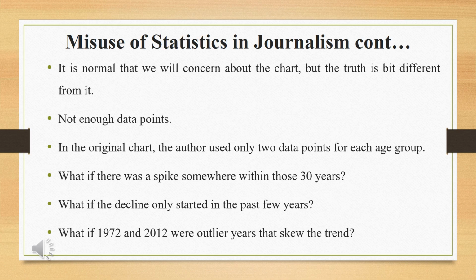Actually, there are not enough data points. In the original chart, the author only uses 2 data points for each age group. What if there was a spike somewhere within those 30 years? What if the decline only started in the first few years? What if 1972 and 2012 were outlier years that skew the trend? We don't know any of this, so we can't accept the conclusion which the author has given us.